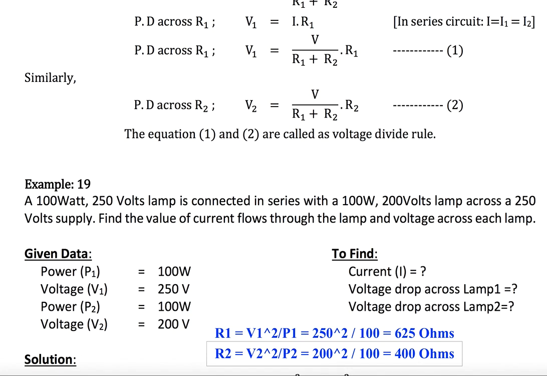Find the value of current flowing through the lamp and voltage across each lamp, when 250 volts is connected. What is the current? Current is nothing but I equal to total voltage 250 divided by total resistance. How much is the total resistance? 400 plus 625, 1025. These many amps. See, this will go by 25.